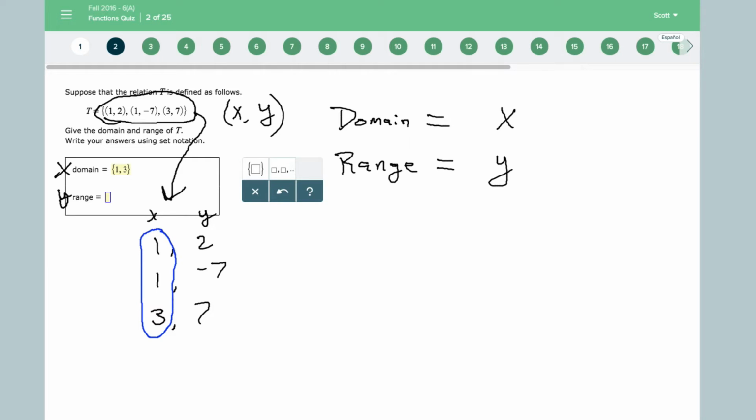Now if I continue on to the next one, I look at the y's. What are all our possible y values? All our possible y values are 2, -7, and 7. So here, inside brackets, I'm going to put 2, -7, and 7. Just like that. And that's how you do number 2.